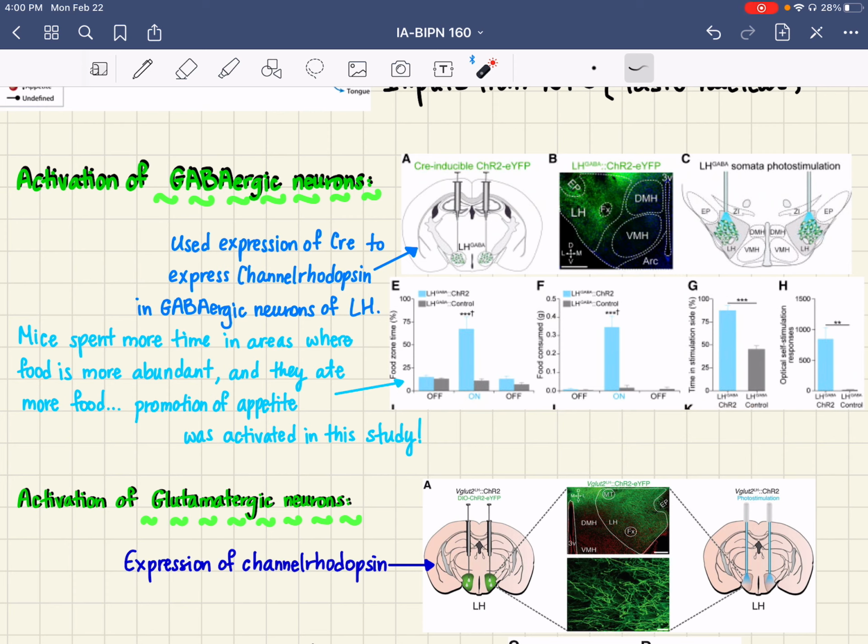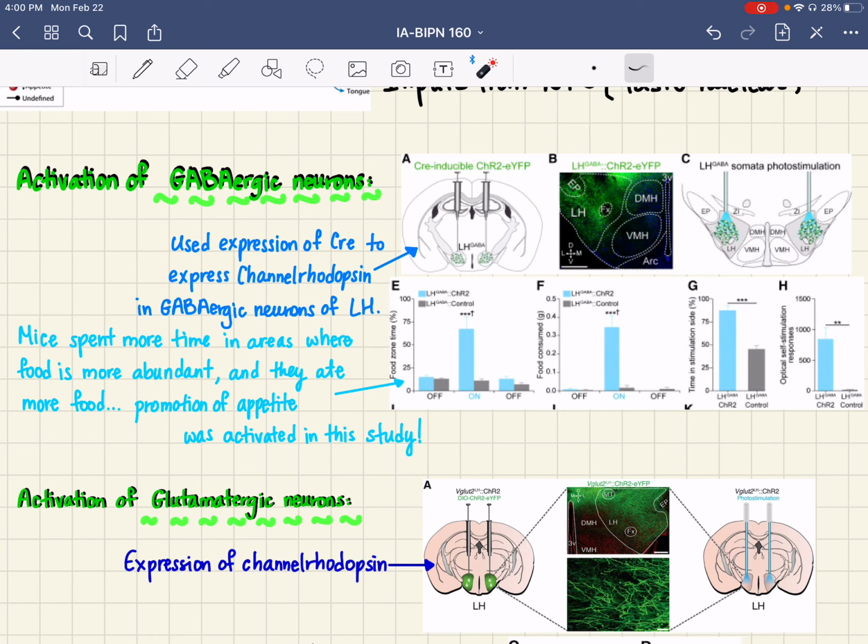So this says that by activating the GABAergic neurons of the lateral hypothalamus, the mice spent more time in areas where food is more abundant. See food zone time. So that when the light was on, they spent way more time in areas that are called food zones. There's food in that area. And they also just ate more food, right? And that is shown here, food consumption. And when the light is on, we have a very significant amount of increase in appetite and food consumption.